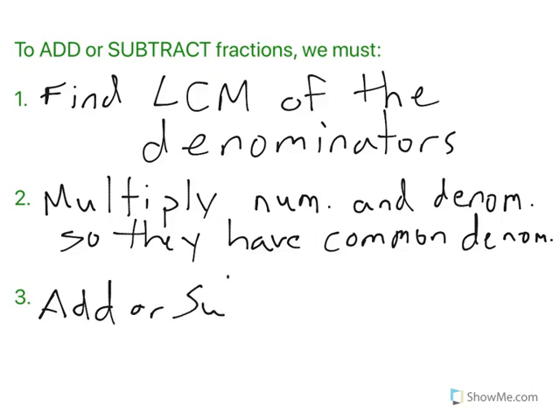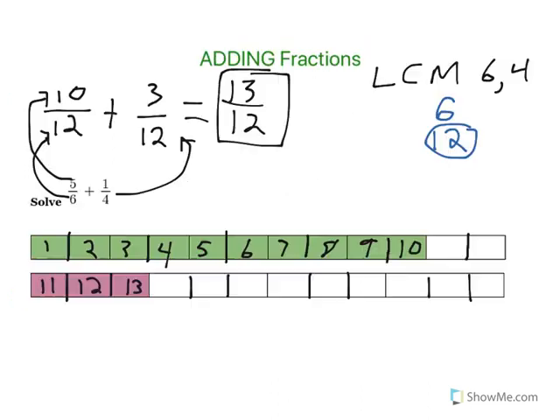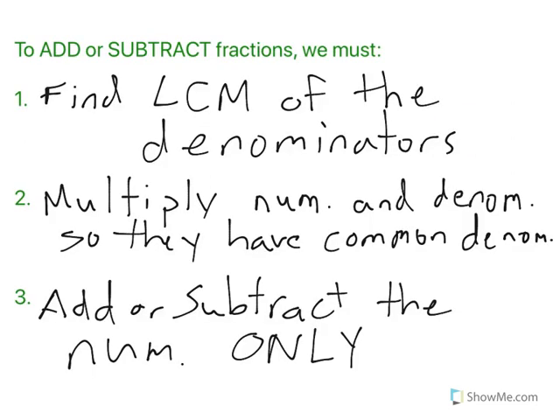Subtraction works the same way. Add or subtract the numerators only. We don't change the denominators because the equal parts did not change. We still had 12 equal parts in each of our wholes. So the denominator does not change, only the numerator.